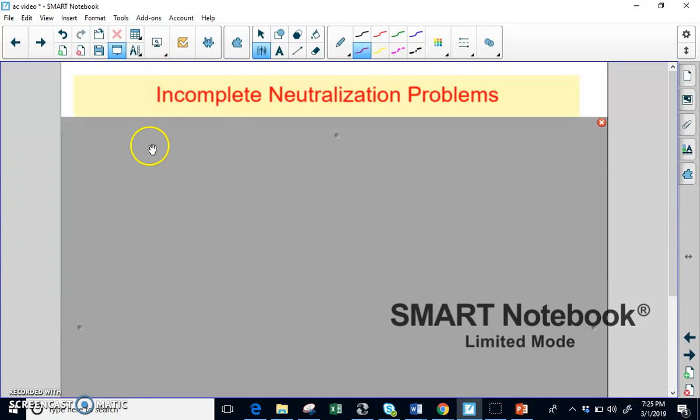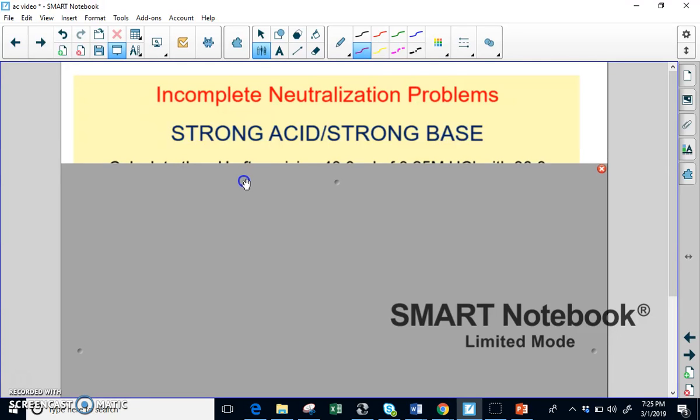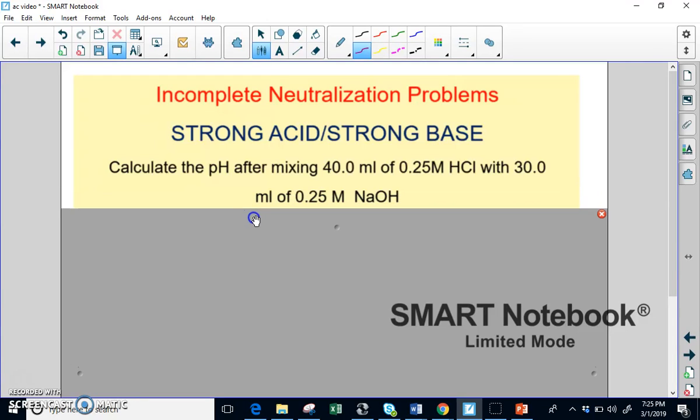Alright, so now we're going to look at some incomplete neutralization problems. And the first one we're going to look at, which are much easier, is when you have a strong acid and a strong base. So it says, calculate the pH after mixing 40 milliliters of 0.25 M HCl with 30 milliliters of 0.25 M NaOH.